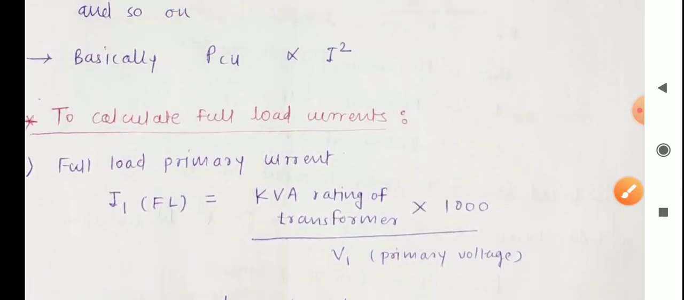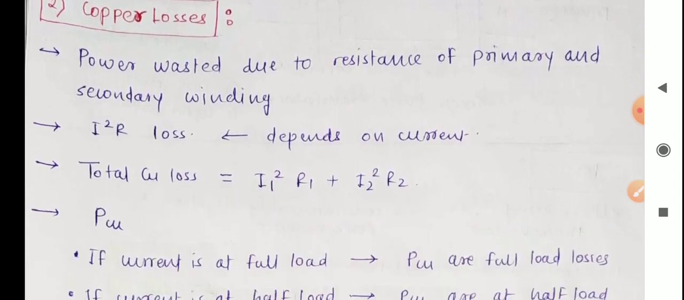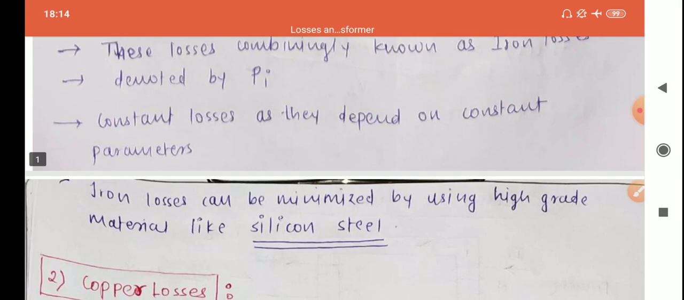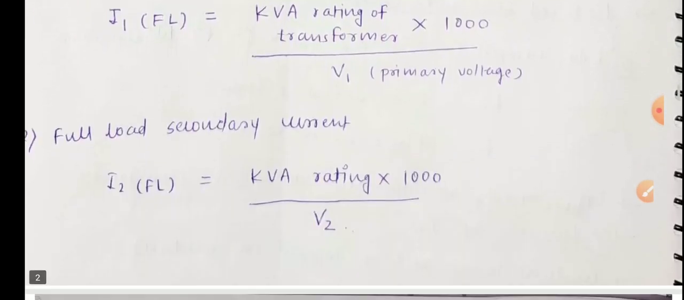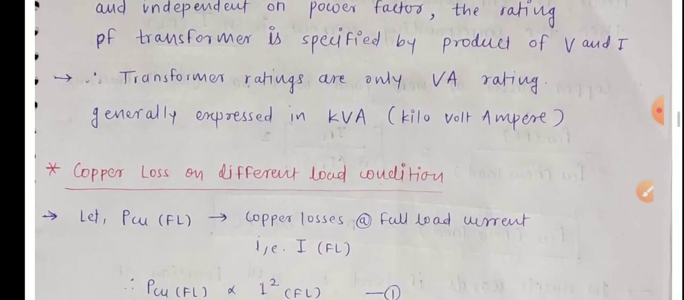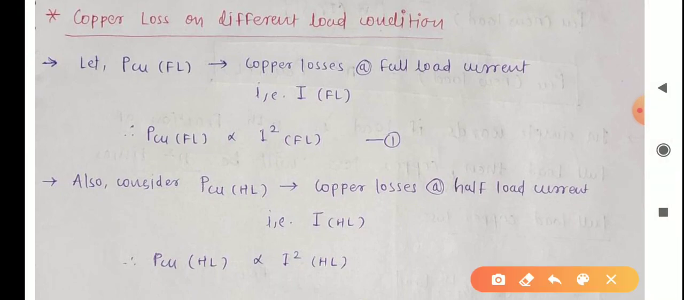So this was about the losses happening in the transformer and the dependence of copper losses on the current. The key points that we have to remember here is iron losses are always constant losses and the copper losses are the variable losses proportional to I square. Now from that we can calculate copper loss on different load conditions. Let's say copper loss at full load is denoted by PCU suffix FL at full load current I suffix FL. So PCU copper loss at full load will be proportional to I square full load.